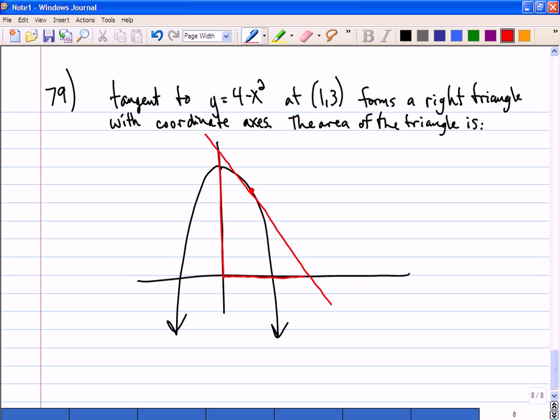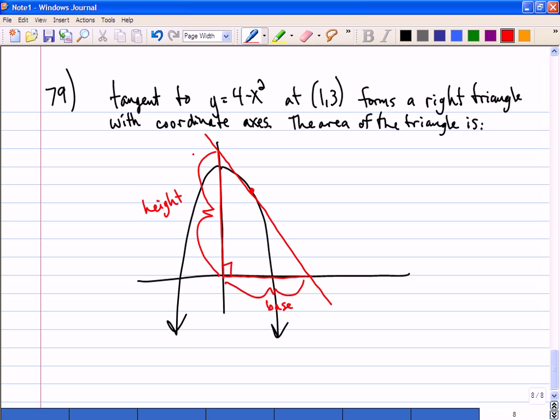triangle in red, I need to know the base and the height. So can anybody think of a way to figure out the base of this triangle? Sure, you, Sam. Yeah, the x-intercept here is going to be the base. How could I figure out the height? Yeah, y-intercept. So that's what we need to figure out, is what's the x and y-intercept.